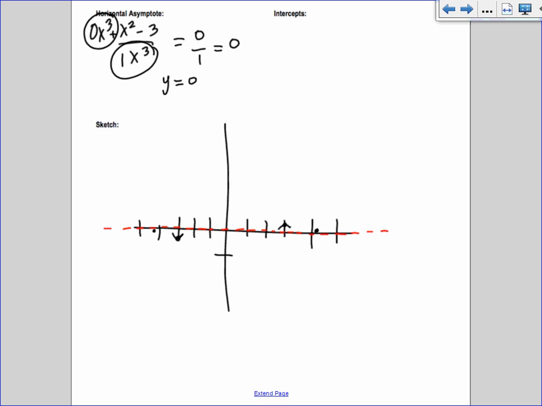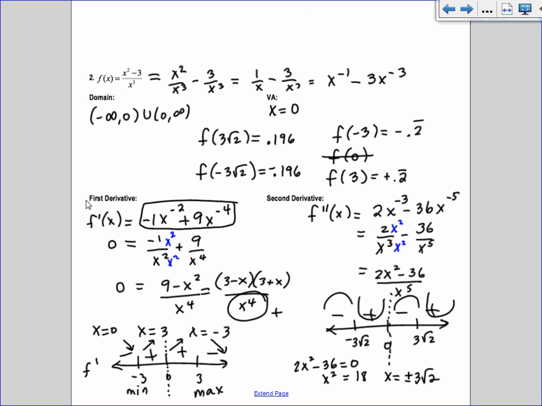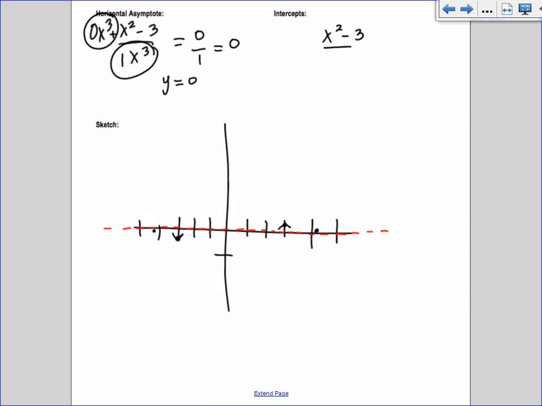Now the intercepts. If you plug in x equals 0, you get undefined. So there's no y-intercept. Is there an x-intercept? If you set the whole thing, x squared minus 3 over x cubed, equal to 0, is there a way to get it equal to 0? Yeah, you're right. X equals plus or minus root 3, right? Does that make sense? Okay, so that's like 1.7.